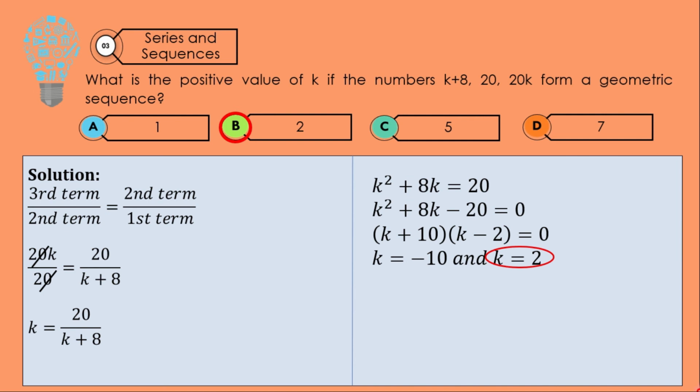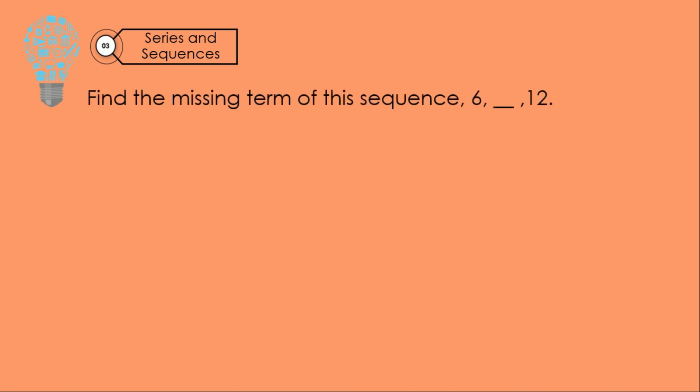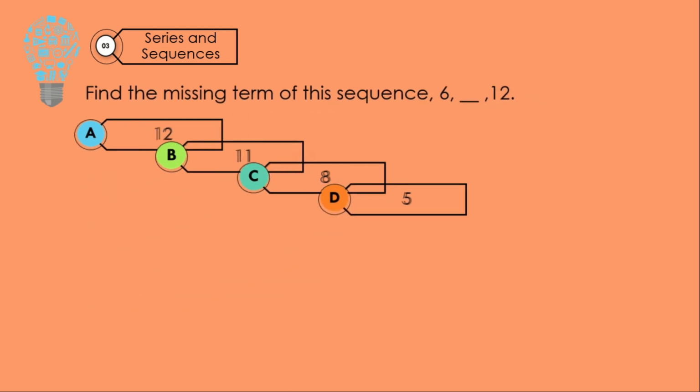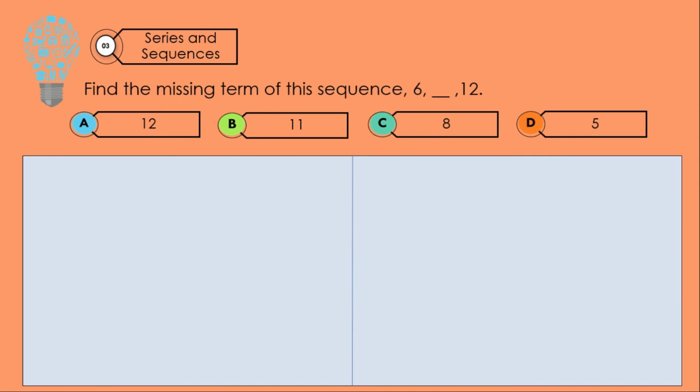Let's proceed to the last problem of part 3 of this lecture. Find the missing term of the sequence 6, blank, 12. A. 12, B. 11, C. 8, D. 5. Some of you might have assumed that the missing term is 9, because if the missing term is 9, this could generate an arithmetic sequence. However, 9 is not in the options. Therefore, this is a different type of sequence.